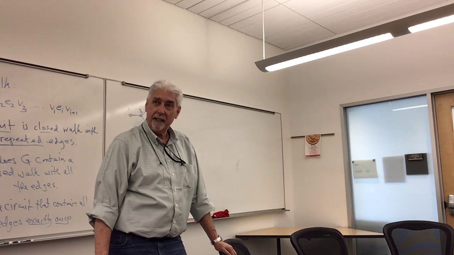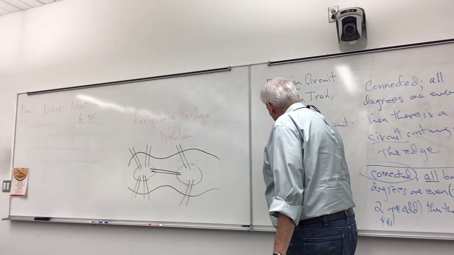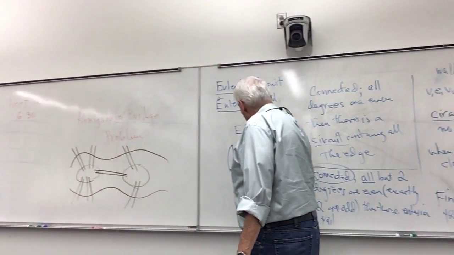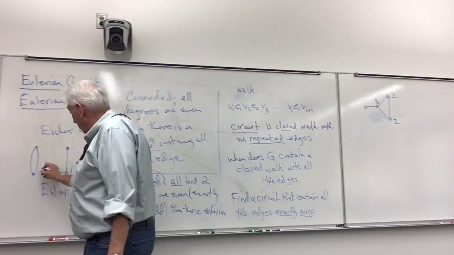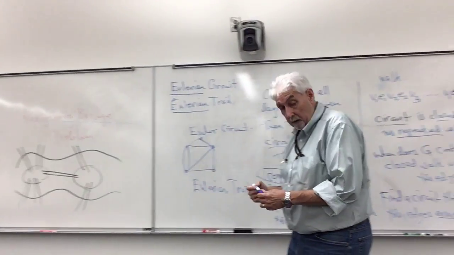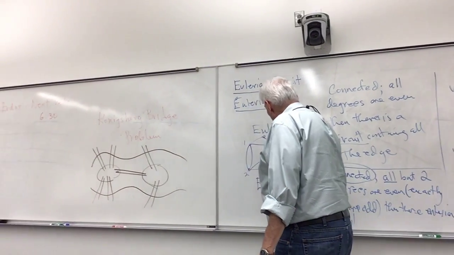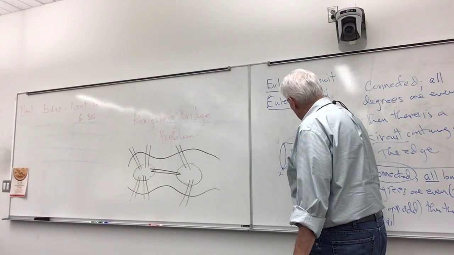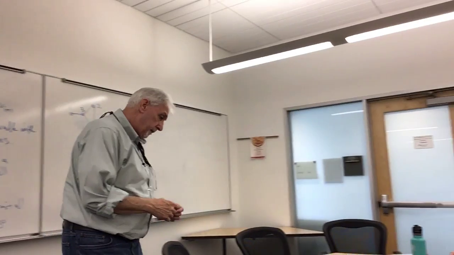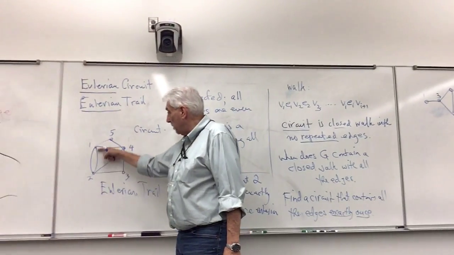They could have labeled the vertices, it would have made it easier. I'll label it. Okay, so here's the graph. I'm going to label the vertices 1, 2, 3, 4, 5. So again, a circuit with 2 edges, there's only 1, and that would be 1, 2, 2, 1.